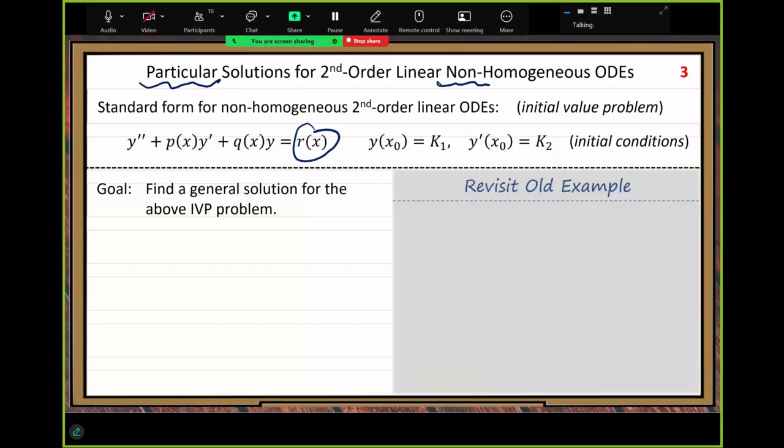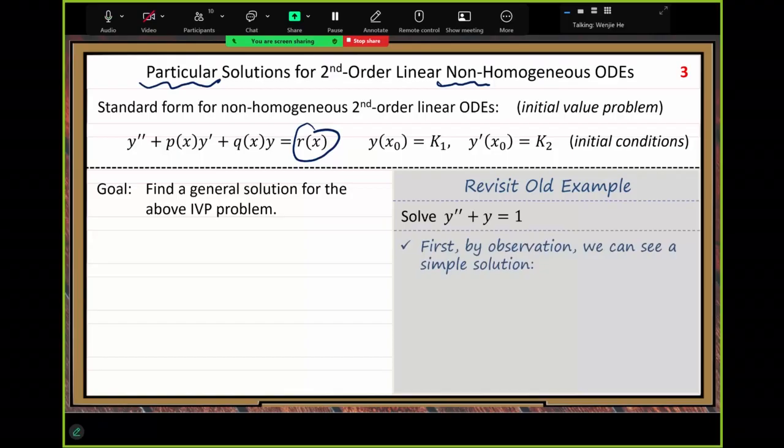All right, let's revisit the old example. Remember, in this example we just saw that the linearity principle does not hold here. But I want to use this example to show you something. Remember we found two particular solutions.